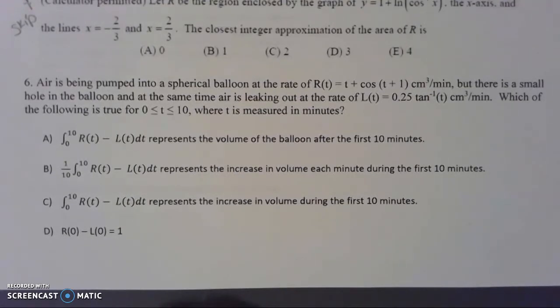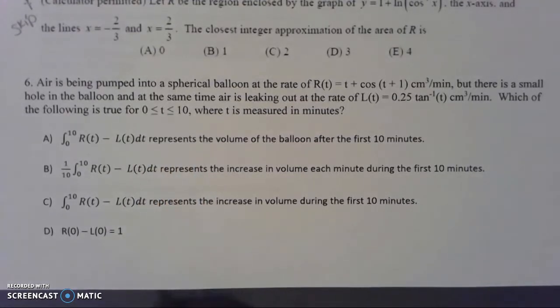But there's a small hole in the balloon, and at the same time air is leaking out. So as air is being pumped in, air is leaking out at the rate of L of t equals 0.25 inverse tangent of t, cubic centimeters per minute. Which of the following is true for 0 to 10 minutes? So minutes from 0 to 10.